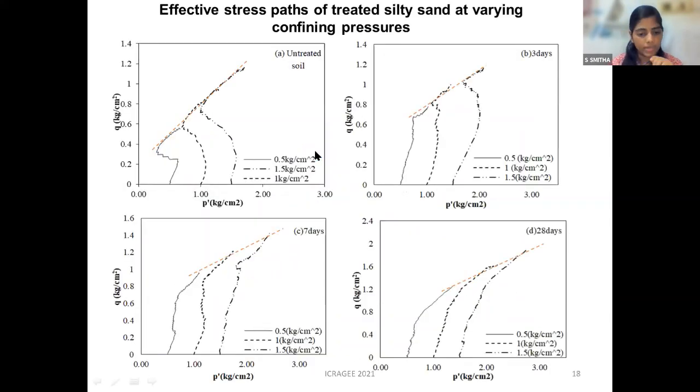This is the stress path response of the soil. For untreated soil, we can see the stress path, the ratio Q versus P dash diagram. Here we can see that untreated soil showed a contractive type of response. But for treated soil, as the curing time increased, a dilative response was formed. This indicated that the soil was densified as a result of treatment, and the densification also increased with increase in curing period. So the xanthan gum might occupy the pore spaces in soil, which densified the loose silty sand.